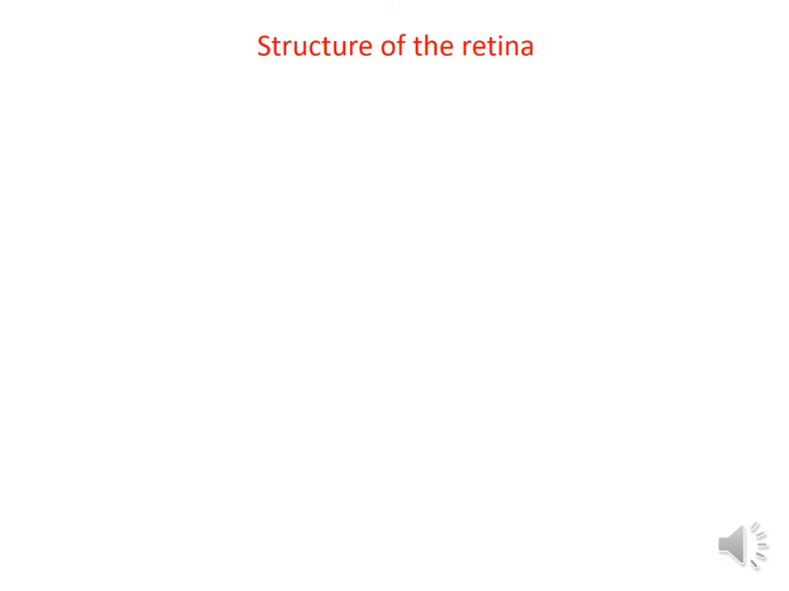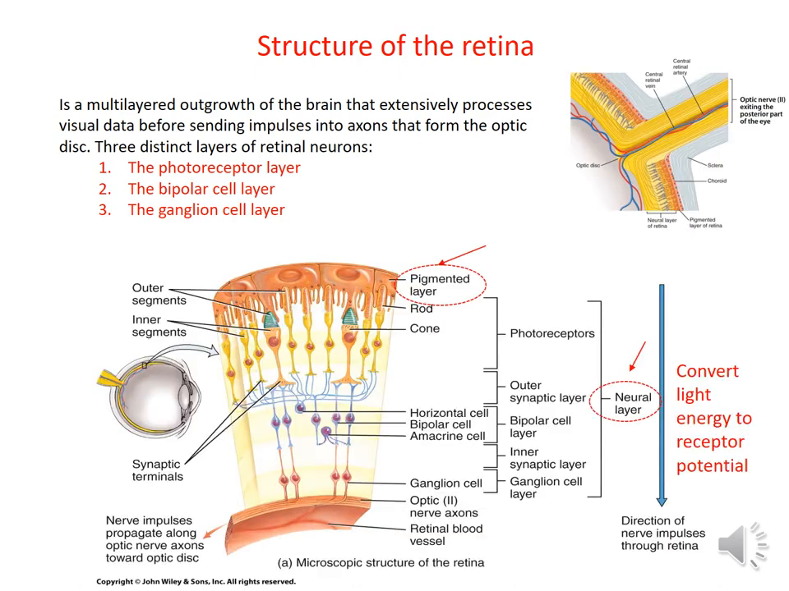Structure of the retina. If we look at the retina, we mentioned previously that the retina is the inner nervous layer, or the third layer, present in the eyeball. And this retina is considered as a multi-layered outgrowth of the brain, and it's connected to the brain by the optic nerve.